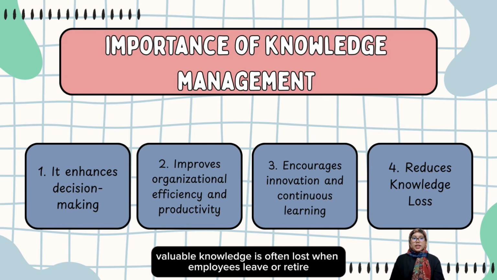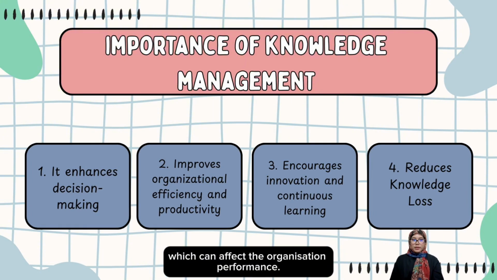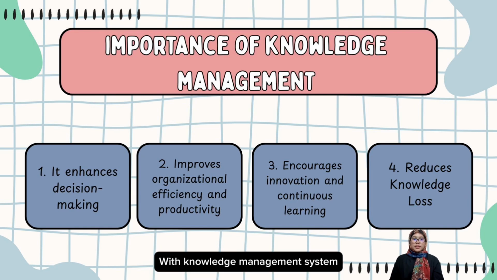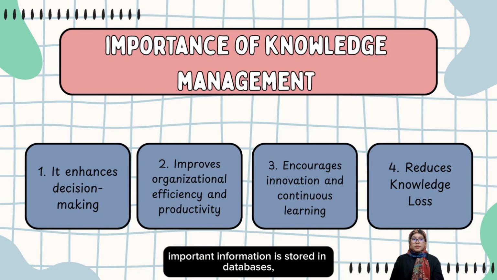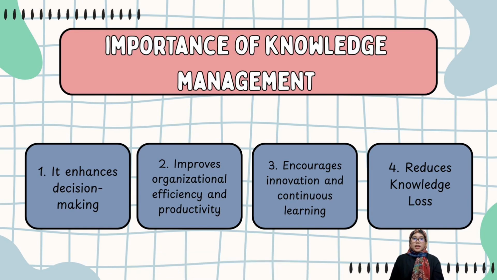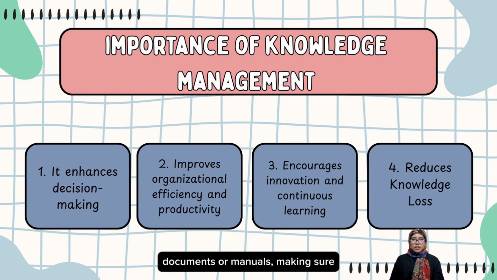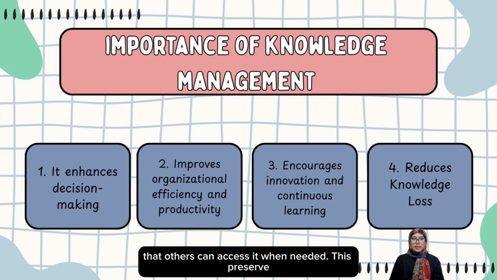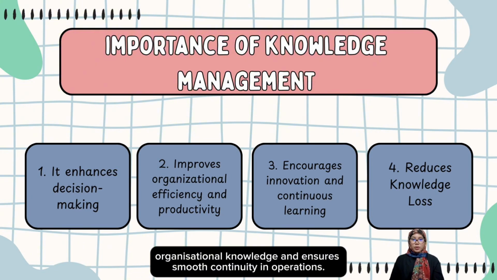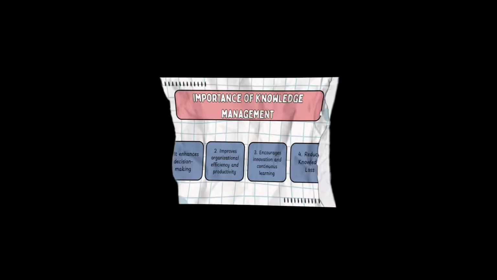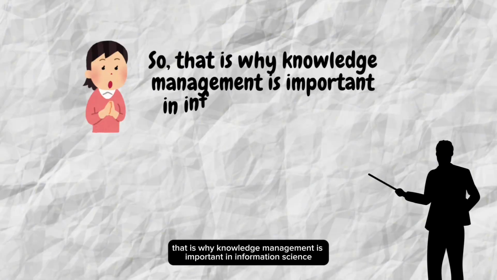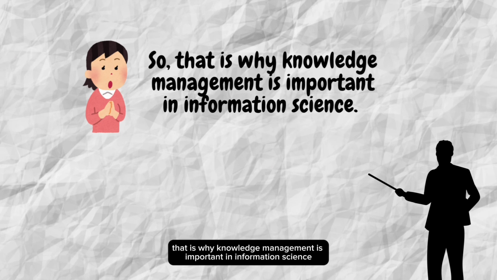Valuable knowledge is often lost when employees leave or retire, which can affect the organization's performance. With a knowledge management system, important information is stored in databases, documents, or manuals, making sure that others can access it when needed. This preserves organizational knowledge and ensures smooth continuity in operations. So, that is why knowledge management is important in information science.